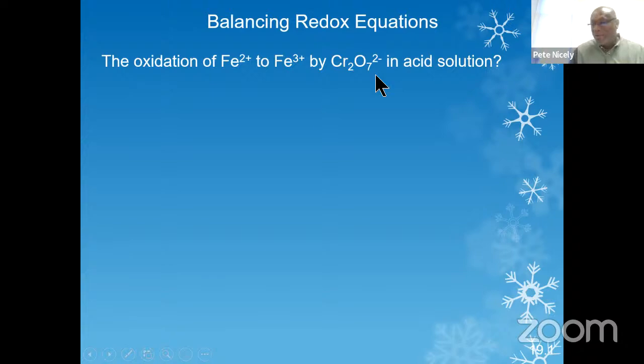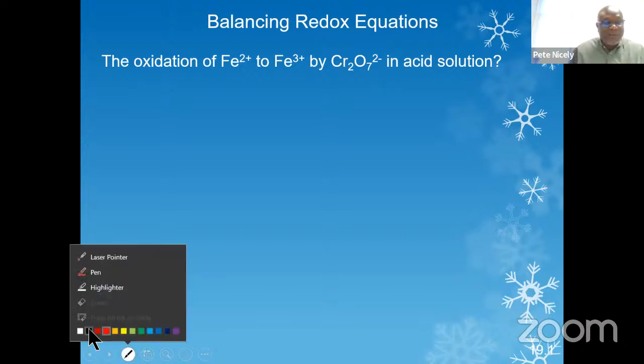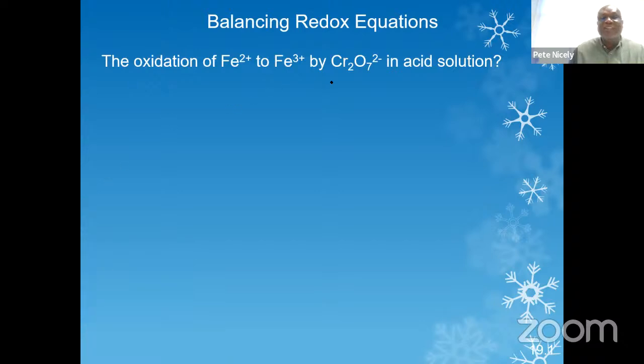Now, I will admit that in this case here, not enough information is given. You're going to need one more piece of information in order to come up with an equation for this. And I'm going to add that information here. The information I'm going to add is that Cr3+ is a product, all right? So you may want to make a note of that.